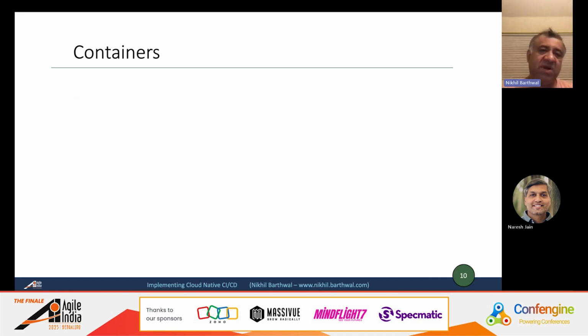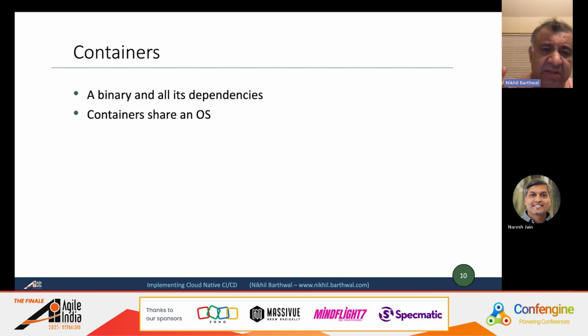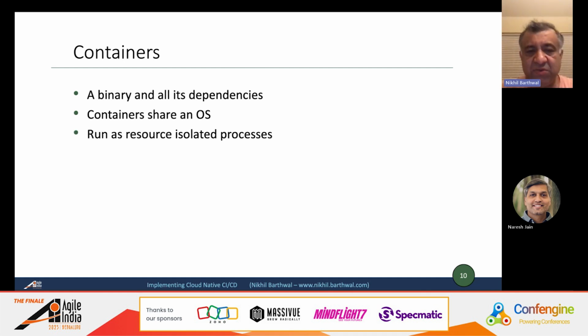We have used the term containers a lot. So let's go about defining what these containers really are. Essentially, a container is a binary and all its dependencies packed in a unit. Think of it as some kind of miniaturized virtual machine that shares an OS, and it runs as an isolated process, right? So there's no interference.